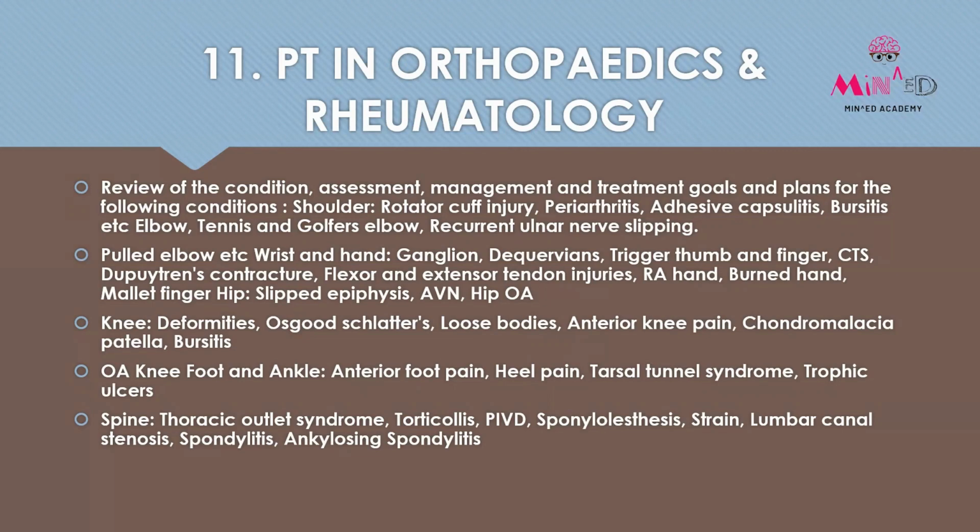Then we have some knee deformities, osteoarthritis disease, loose body, anterior knee pain, chondromalacia, OA knee, foot and ankle, anterior foot pain, heel pain, tarsal tunnel syndrome, then spine: thoracic outlet syndrome, torticollis, PIVD, spondylolisthesis, strain, lumbar canal stenosis, spondylitis, and ankylosing spondylitis.